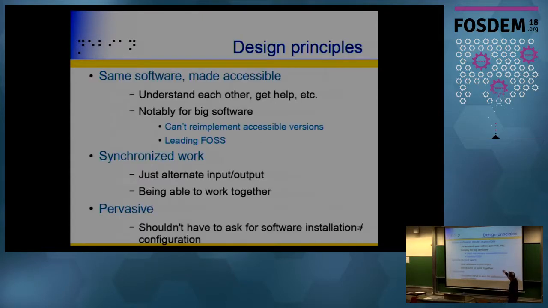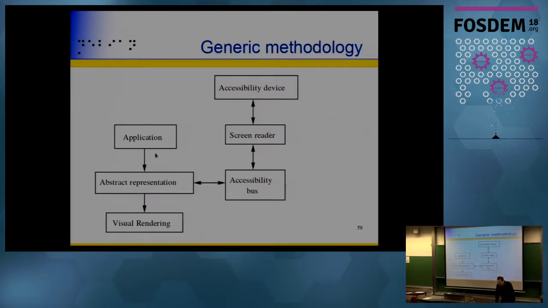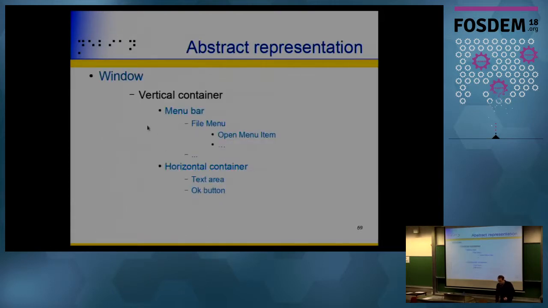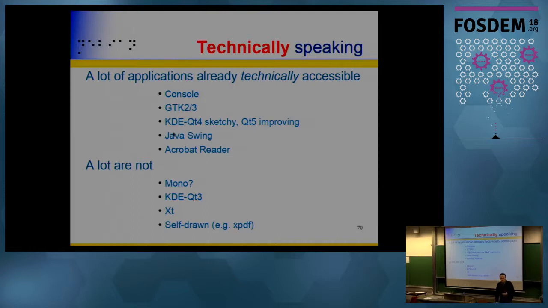Just extremely briefly, the idea is we want to make the same software accessible for a lot of reasons. I won't go into detail, but basically we can't re-implement LibreOffice, for instance, so we have to make it accessible. The idea is you have your application, and then the screen reader uses an accessibility bus to access the abstract representation of the application. And this is basically a tree of widgets. And then, okay, you have all the information. Cool. A lot of toolkits provide this information.